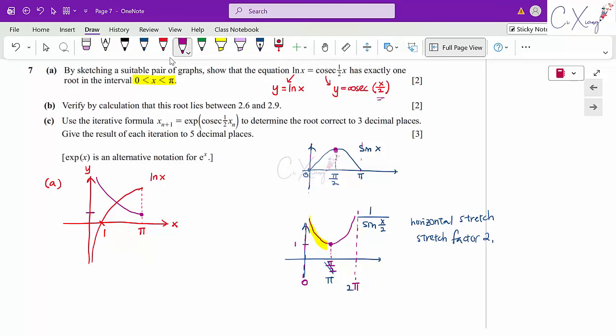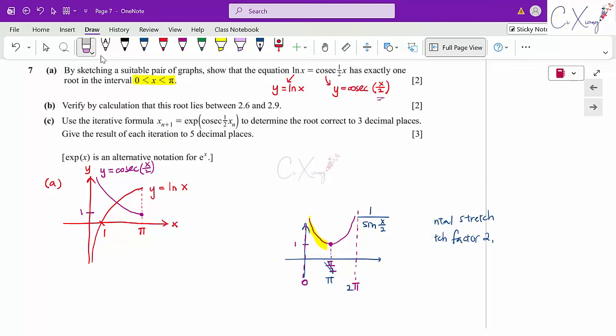So this is the value of the 1, and we try to label it as y equals cosecant x over 2. Then the red color graph will be y equals ln x. Okay, so after we are done drawing the graph, let us continue and show what they want us to show here.